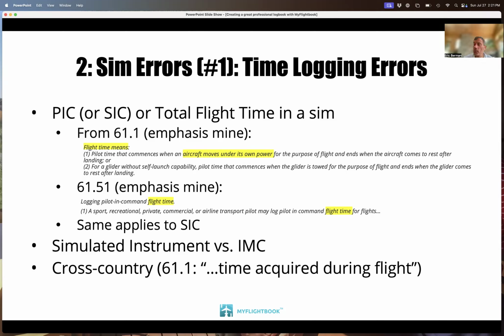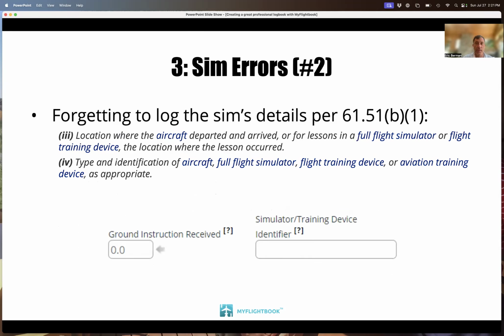I do get emails from people periodically who say, oh, I've got 1,000 hours of time, but I need to back out my 50 hours of simulator time. How do I do that? And my answer to them is always remove the total flight time from those flights and log it in the ground sim field. That's what the ground sim field is for. You are not, in that scenario, a 1,000-hour pilot. You are a 950-hour pilot, and your logbook should reflect that.